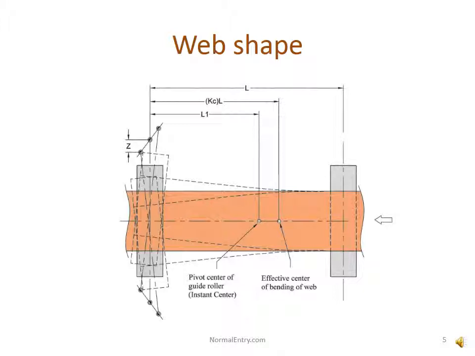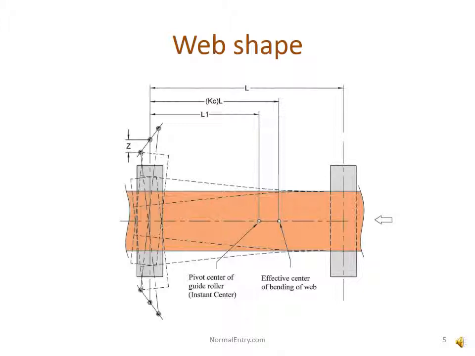And from the perspective of the guide roller, it appears to pivot about an upstream point called the bending center. The distance of the bending center from the guide roller is K sub c times L, where K sub c is a coefficient called the curvature factor. K sub c ranges from 2/3 to 1, and it's a function of web material parameters and span dimensions. For typical applications, it'll be closer to 2/3. High tension or low bending stiffness will cause it to increase towards 1.